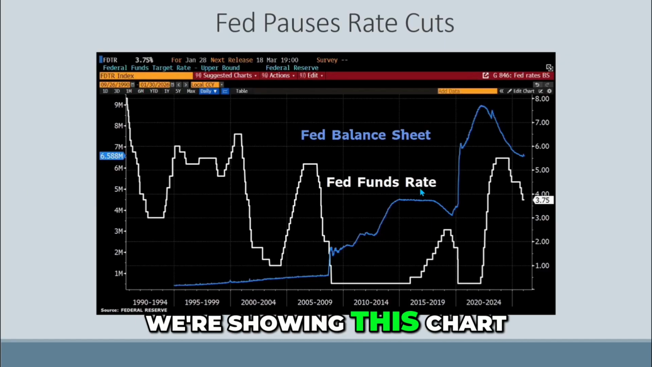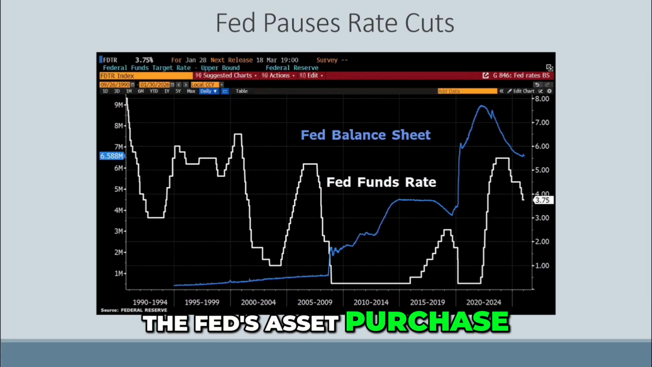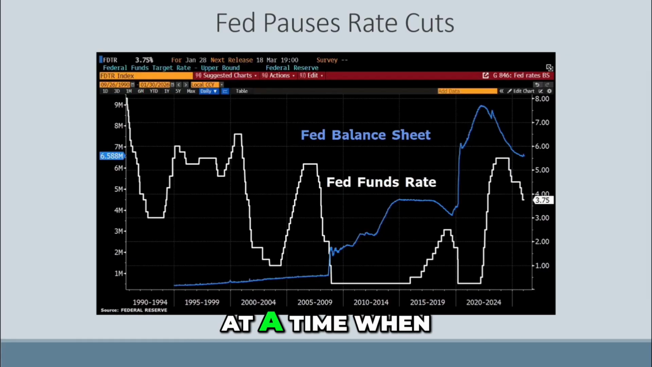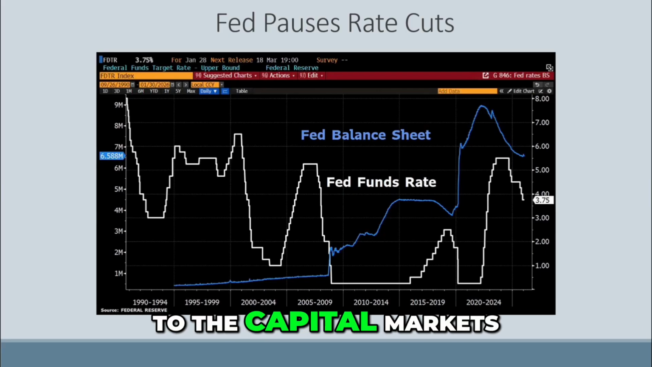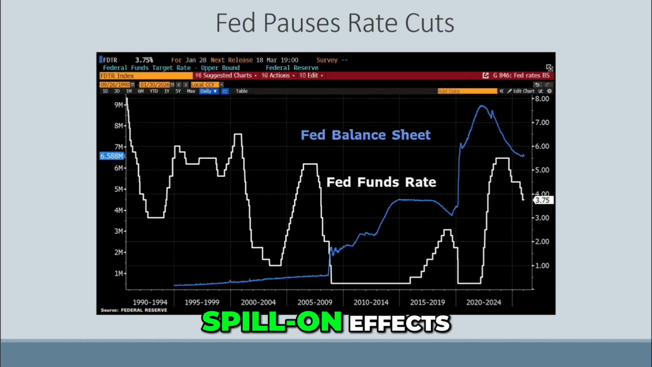But most notably, we're showing this chart on the Fed's balance sheet. Warsh has criticized the Fed's asset purchase and balance sheet expansion at a time when, again, these purchases are kicking in here once again. And so the concern with the market is that you have maybe a hawkish Fed chair who is less accommodative to the capital markets, and that's sparking some spillover effects.